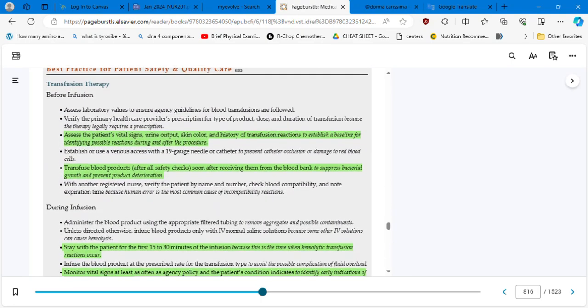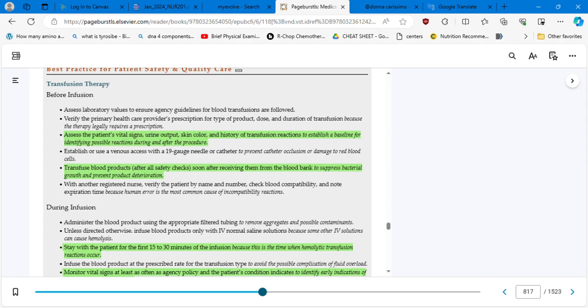So basically, best practice for patient safety and quality care. Before the infusion, I highlighted the ones that I will pay a little bit more attention to. I'm not saying that the others are not important, but assess the patient's vital signs, urine output, skin color, history of transfusion reactions, because that is going to give you an idea of what to expect once you start the transfusion. Especially the skin color and the patient's vital signs.